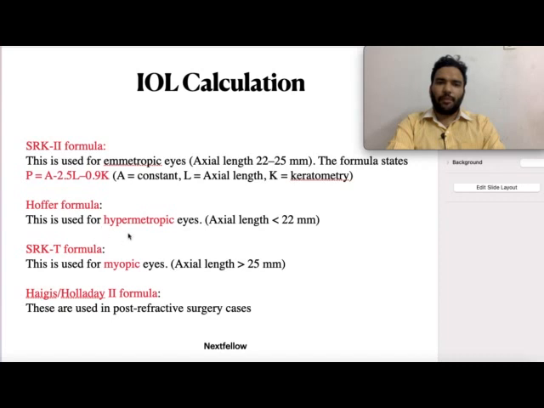Hoffer formula for hypermetropia. We can remember it as H and H. And then the SRK-T formula is used in myopic patients if the axial length is more than 25 millimeter. And Haigis and Holladay 2 for post-refractive, that is LASIK or radial keratotomy. For all these things you can use the Haigis or Holladay formula.